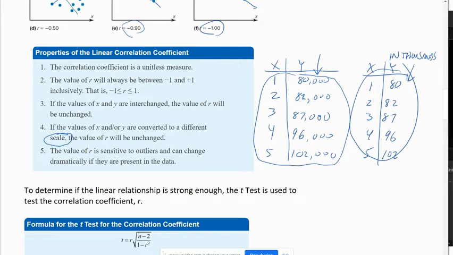And then the last property says the value of R is sensitive to outliers and can change dramatically if outliers are present. So if you do have outliers, you may want to exclude them when you're calculating your line of best fit.